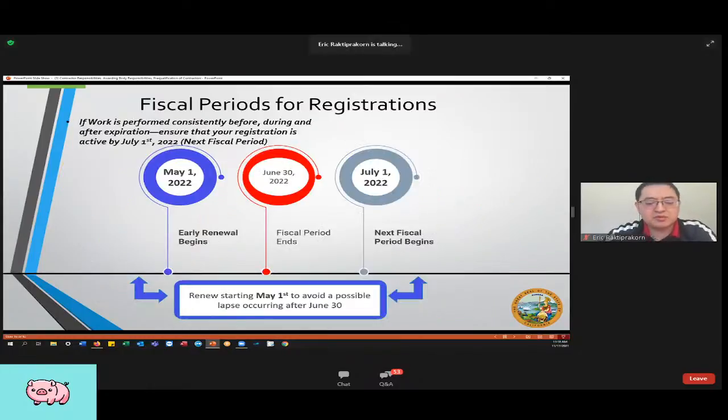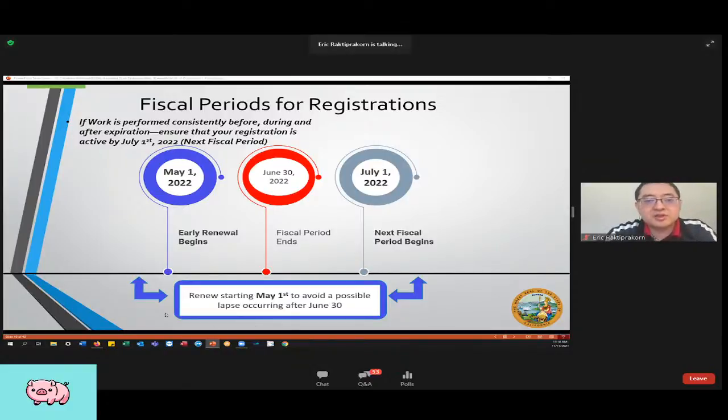If your legal entity is performing work on a public works project near the end of the fiscal period, you want to be mindful of incurring a registration violation. For example, if your company is scheduled to perform work during all days between June 30th and July 1st, your registration must be renewed by July 1st, 2022. To avoid the possibility of incurring a registration violation, it's advisable to try to renew early on May 1st or apply for extra fiscal periods beforehand. And we have a polling question coming up.